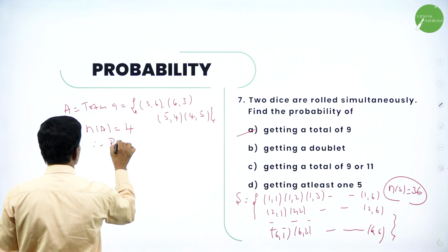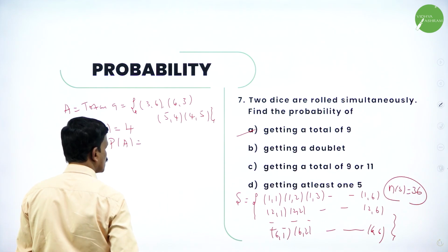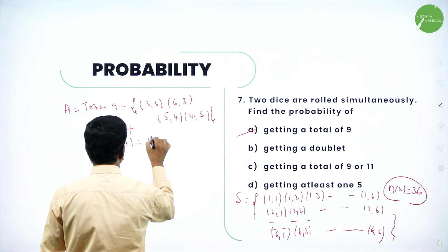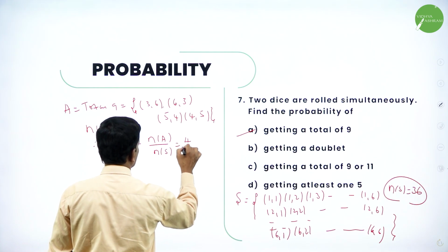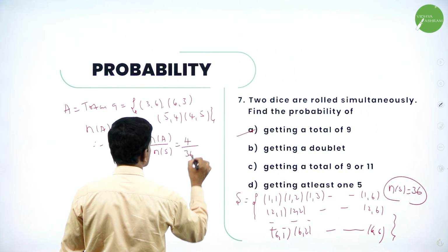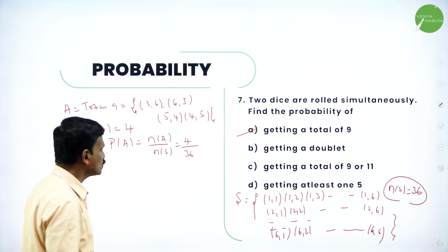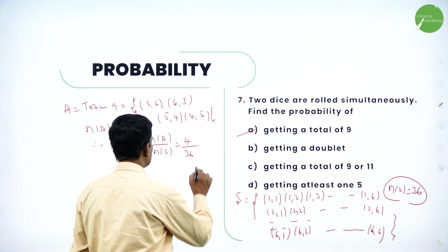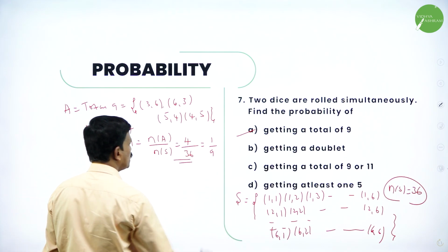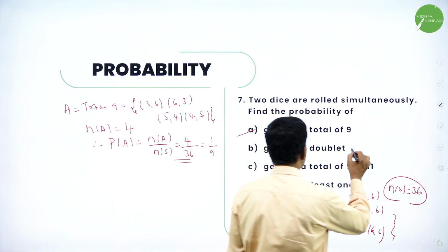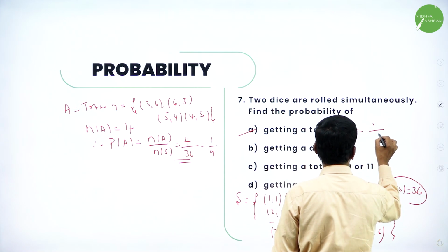So therefore, the probability of getting the sum as 9 is P of A equal to N of A divided by N of S. What is N of A? 4 divided by 36. What is this equal to? Divide it. 4 9s are 36, so it is 1 by 9. So therefore, the probability of getting a total of 9 is equal to 1 by 9.